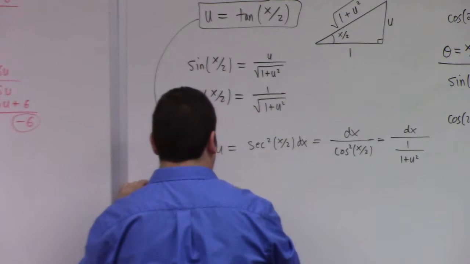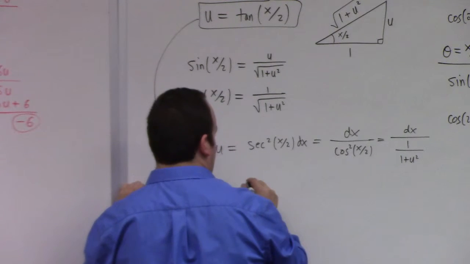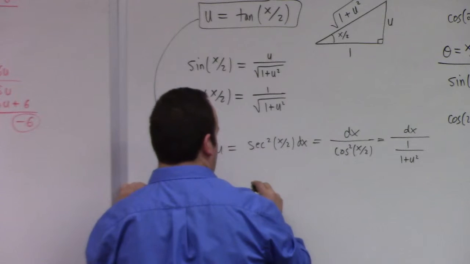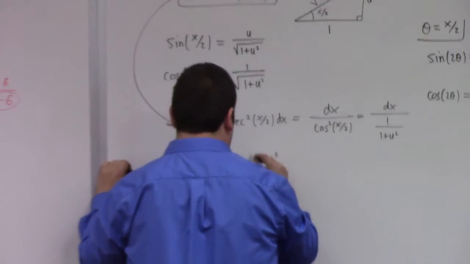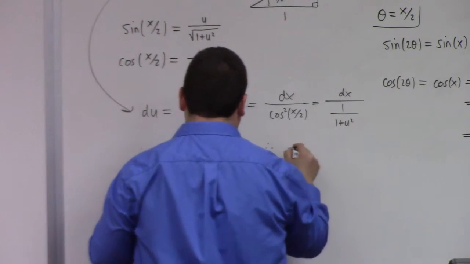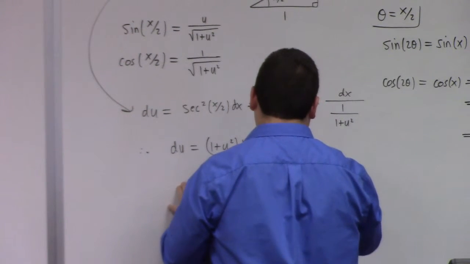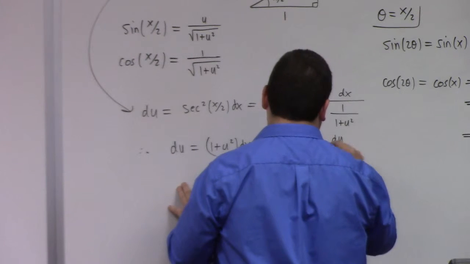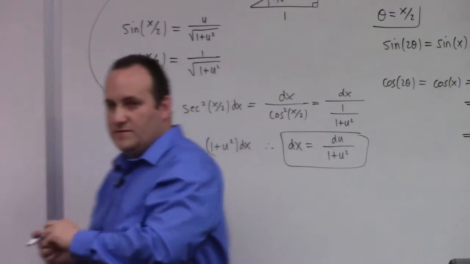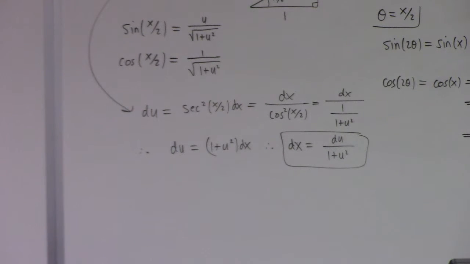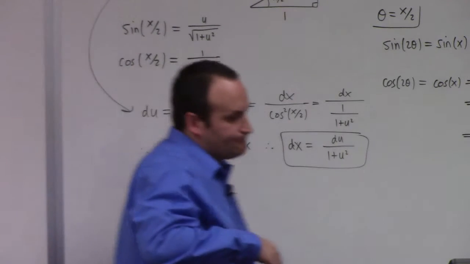So therefore, let's see here. What I have is one more step. du is 1 plus u squared times dx, right? So therefore dx is equal to du over 1 plus u squared. There you go. I think now we have all the toys we need to play the game of Weierstrass. Those are the fundamental building blocks of the Weierstrass substitution.